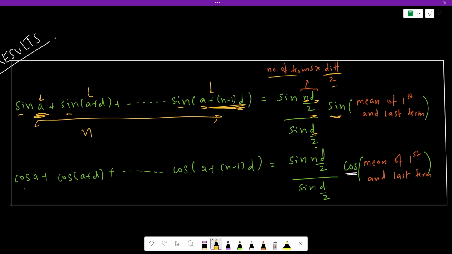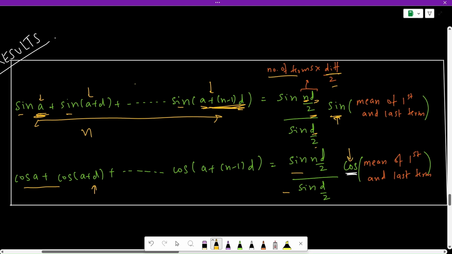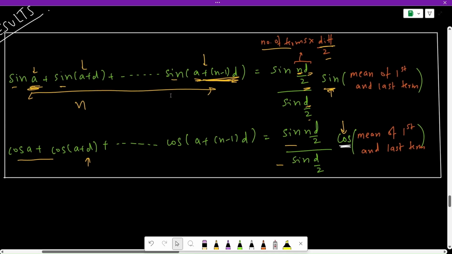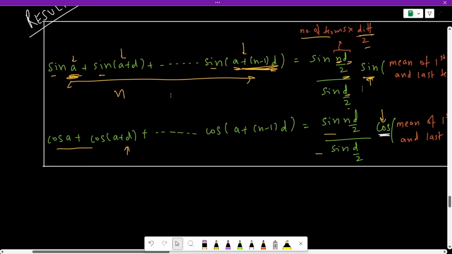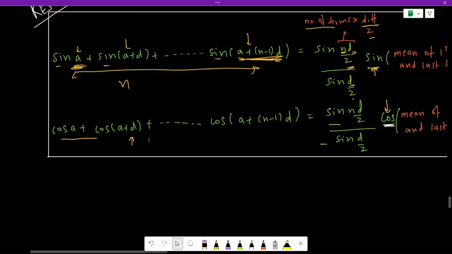And similarly, if you have a series in cos with the same conditions, you can write it exactly the same, just with cos instead of sine. Now let me give you the intuition of its proof, then you can try it yourself.